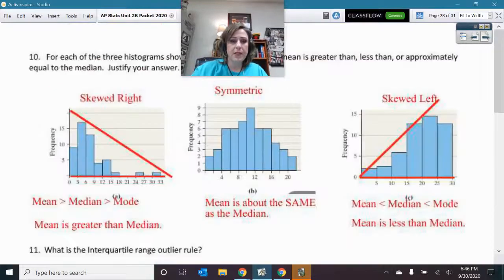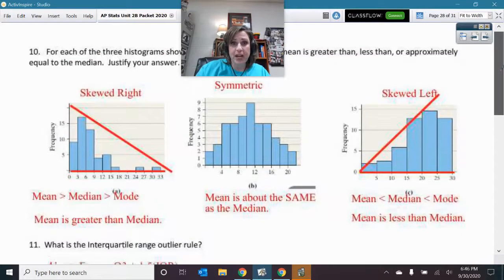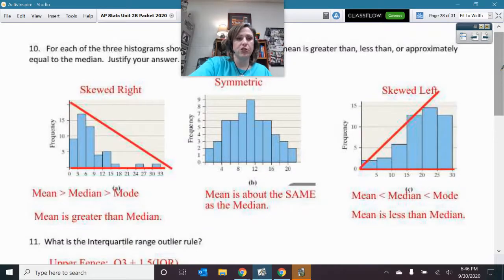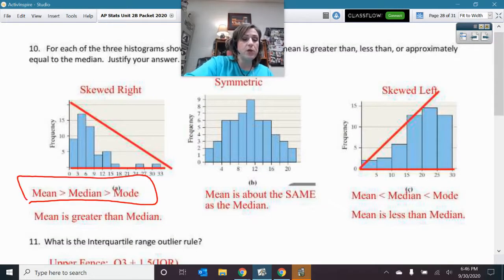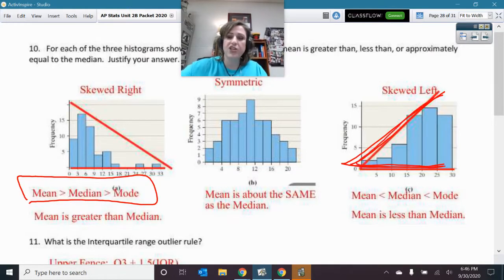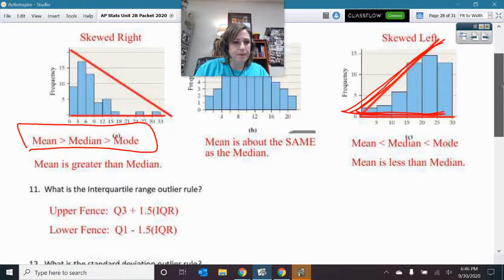All right. Let's take a look at this. Make sure you know that relationship between shape, mean, and median. Here's your skewed right. When you write mean, median, and mode, you know that the mean is greater than the median and greater than the mode. Symmetric, so these are about the same. Skewed left points to the left. Go with the shape of it. The inequality: mean is less than the median.